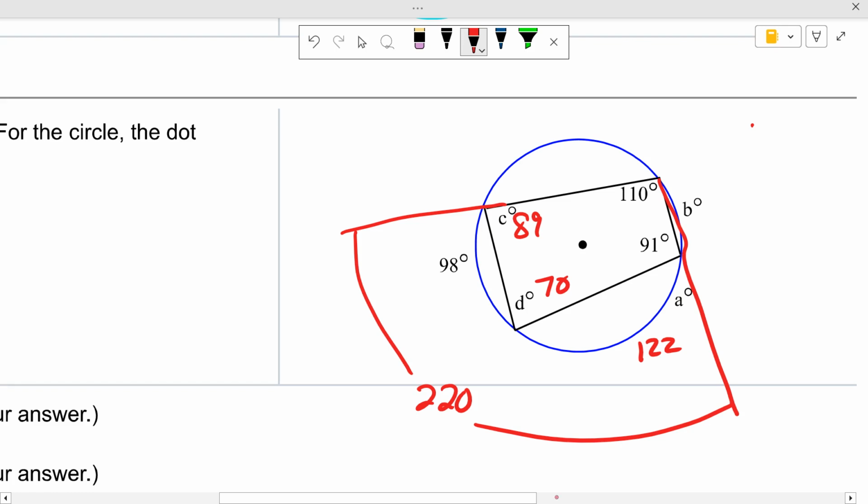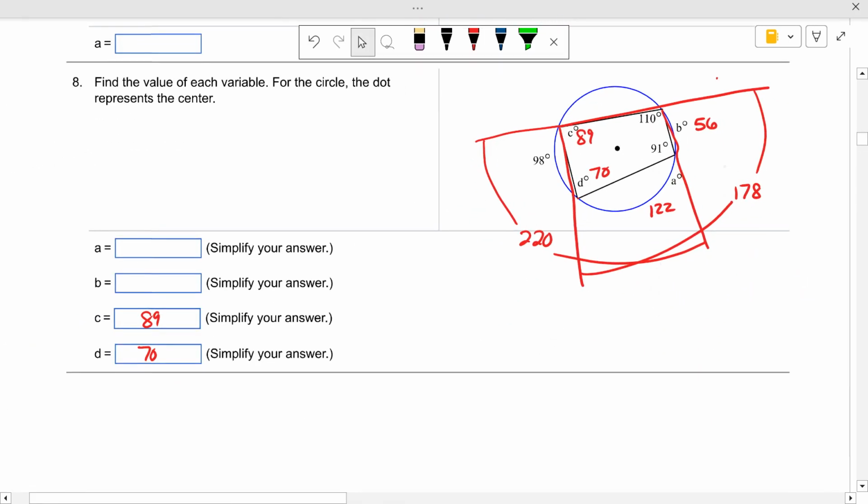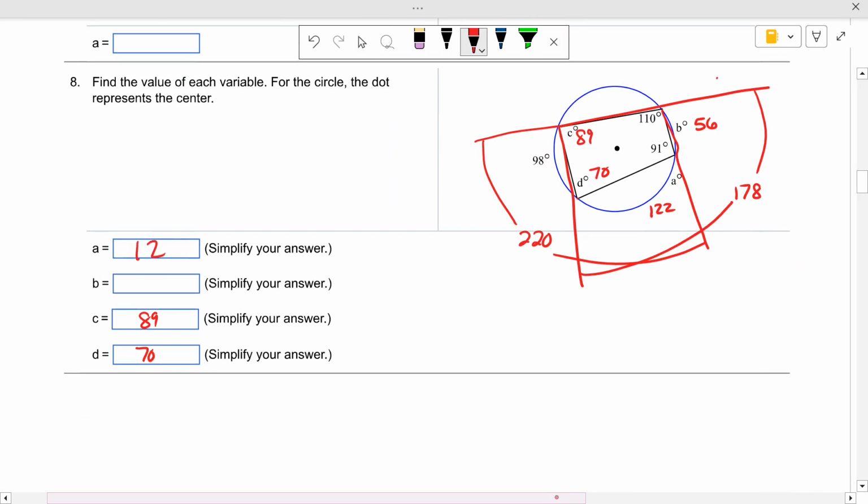Now to find angle B, I could use this 89 one really easily to find angle B. 89 times 2 is what? 178. If we subtract 122 from that, we should get 56. So your two answers should be 122 and 56, correct?